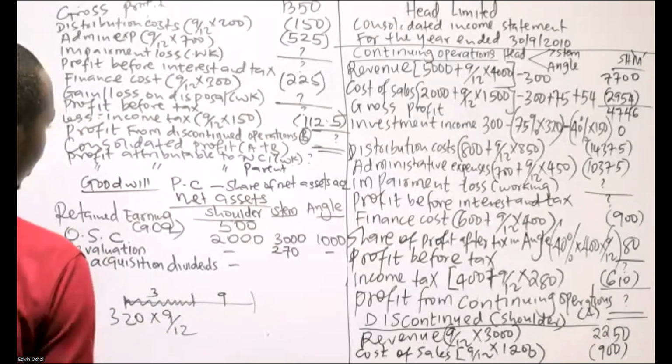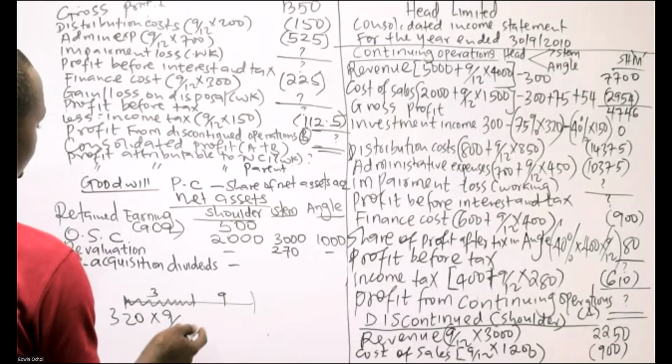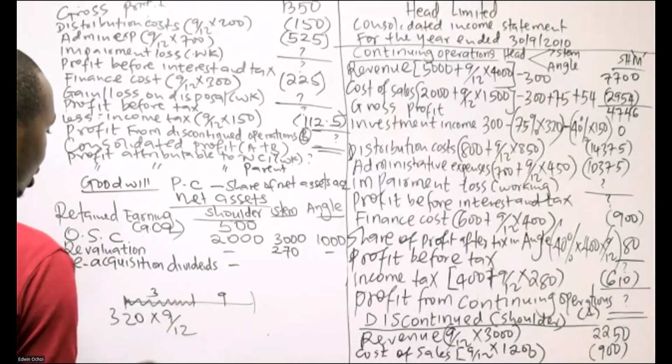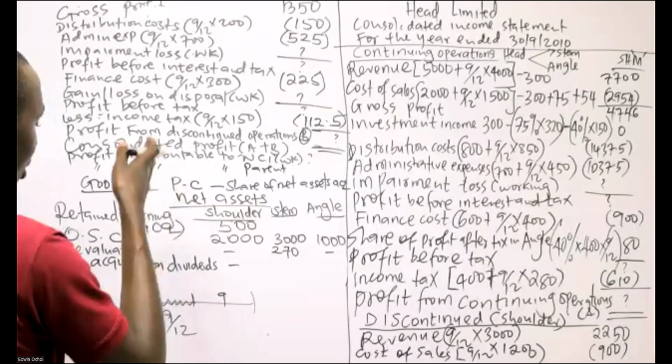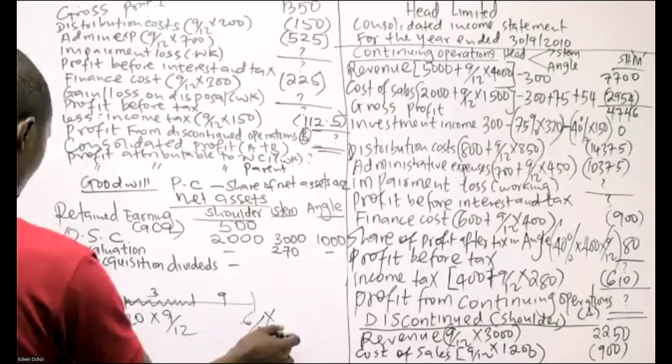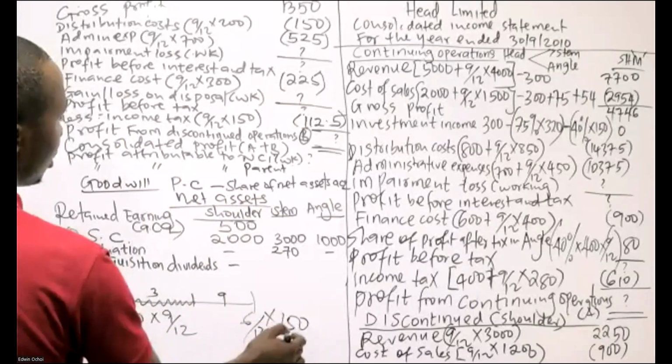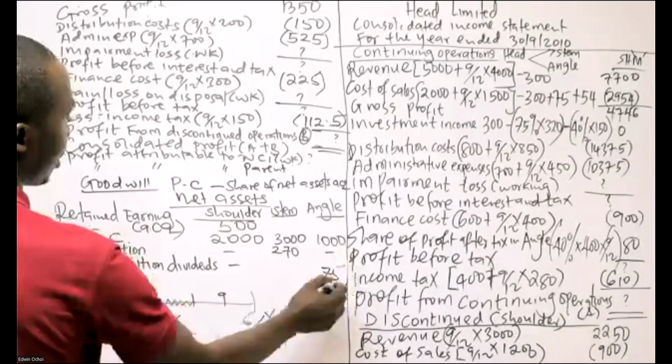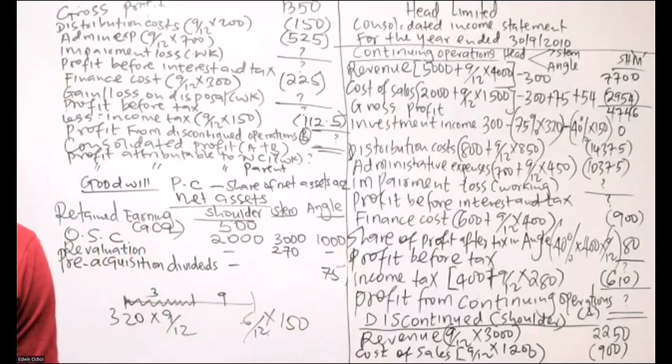Then for Anchor, obviously, it was the first 6 months because Anchor was acquired in April. So from the start of the year to April, total 6 months. 6/12 times Anchor paid a dividend of 150. So meaning that this is 75. And this one is out of 24 students, there's nobody who can provide that answer.